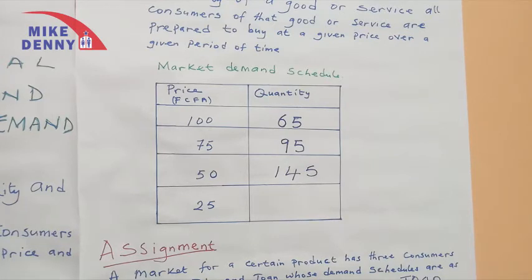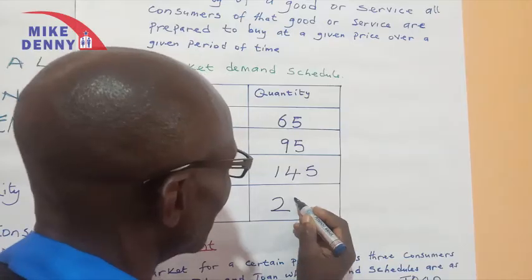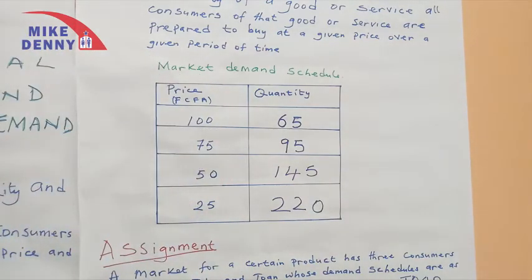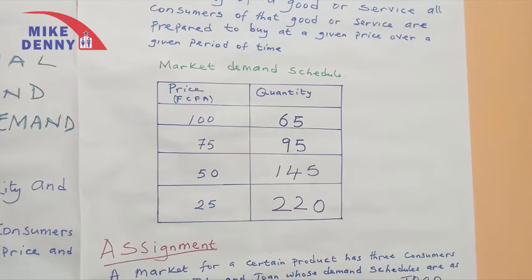And lastly, at the price 25, Peter was ready to buy 50, Paul was ready to buy 70, and Mary was ready to buy 100. If you take 50 plus 70, you have 120. 120 plus 100 will give you 220. So we have constructed the market demand schedule for the good that has only 3 consumers: Peter, Paul, and Mary.